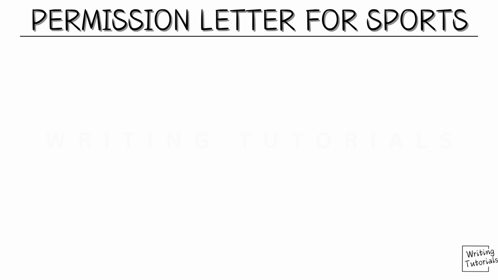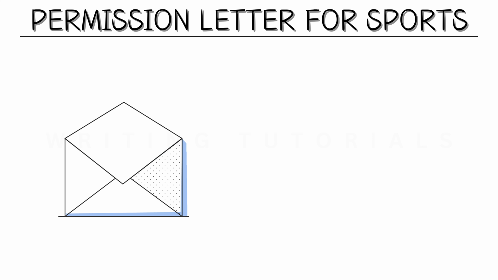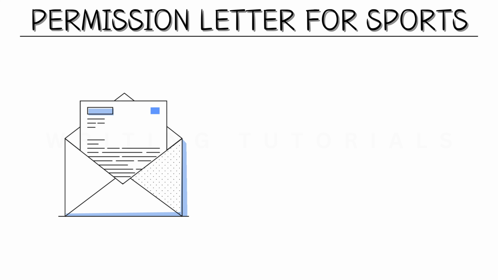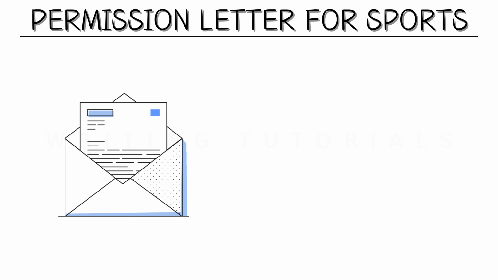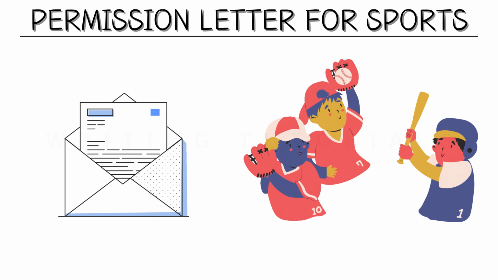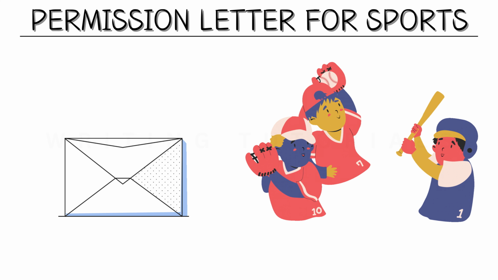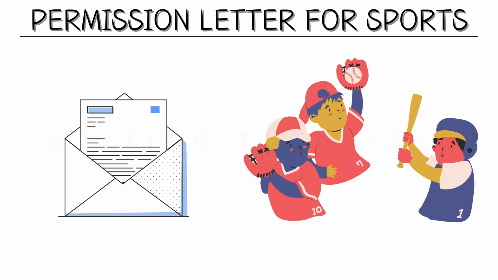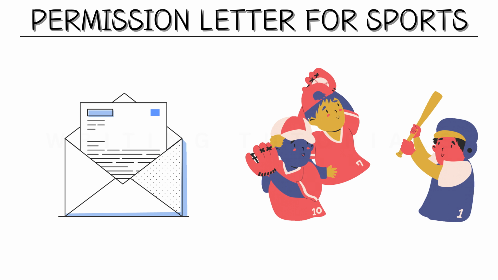Today, we'll dive into writing a permission letter for sports, a practical letter format used by parents or guardians to officially grant their child permission to participate in sports or physical activities at school or in the community. This letter serves as an important document, providing both consent and essential contact information. So, let's get started and break down each part of this letter, with examples and tips along the way. This tutorial is designed to give you a clear roadmap, so by the end, you'll know exactly what to include and why each part matters.